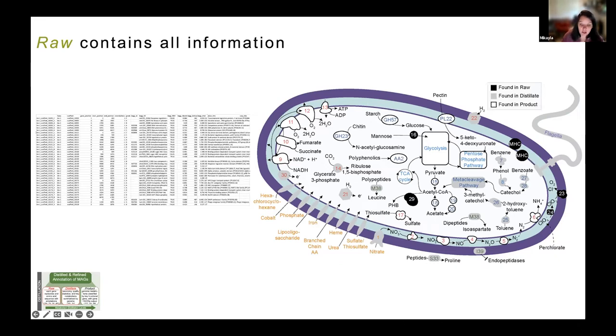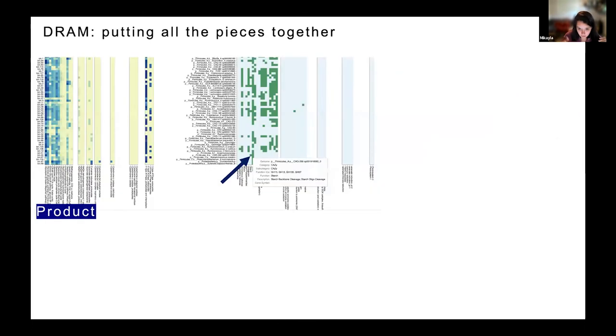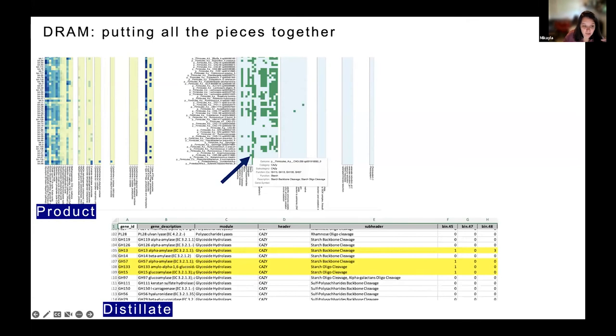And so then if we start to put all these pieces together, what I'm showing you here is the product. And so here I'm showing you this CAZyme profile for a specific genome. And so if you mouse over, again in your HTML file, you can see that the ability to use starch is being called by GH15, GH13, GH13, and GH57. We can then go and find those calls in the distillate. So this is the product, this is what the distillate looks like. And then I really care about starch.